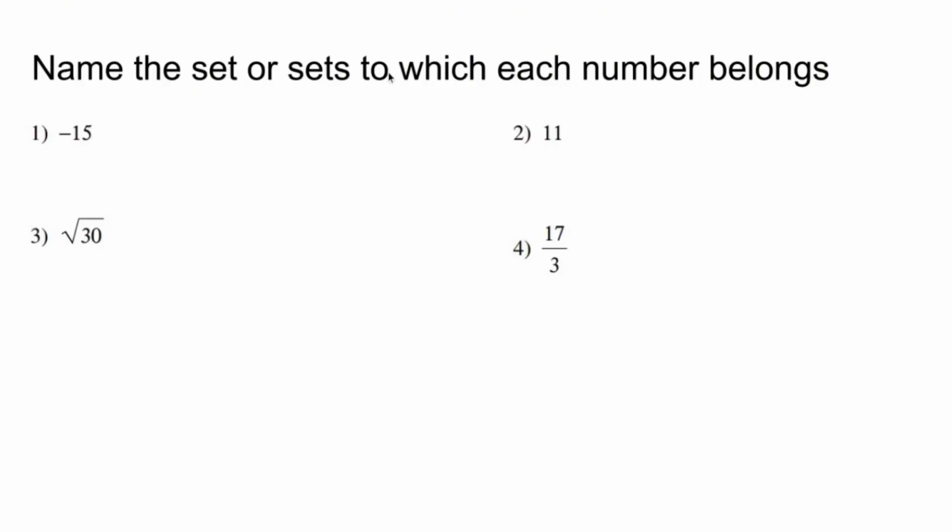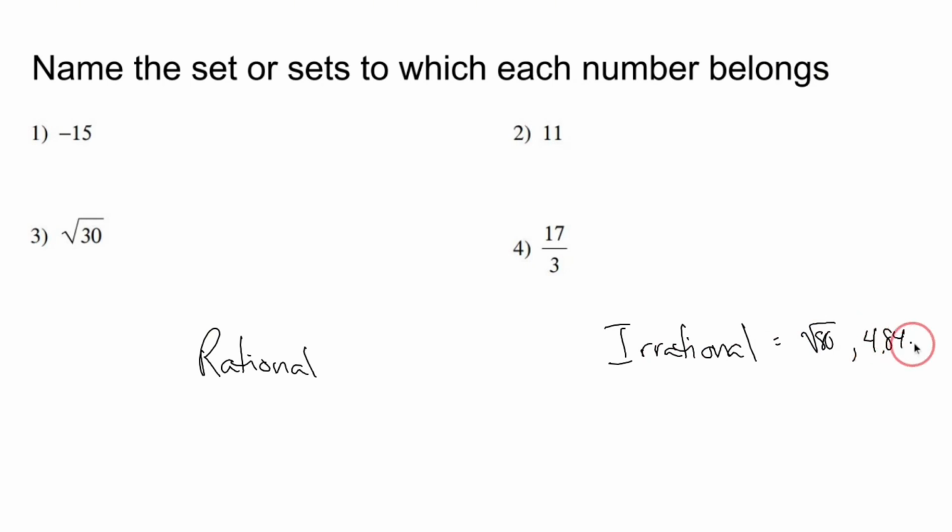Name the set or sets to which each number belongs. There's two primary types of numbers. You've got yourself your rational numbers, and you have yourself your irrational numbers. Now, irrational numbers are crazy numbers, like square root of 80. I don't know what that is, but I do know it's going to give me some terrible decimal. So like here's a terrible decimal, blah, blah, blah. Those are irrational numbers. Rational numbers are numbers that can be written out as a fraction.